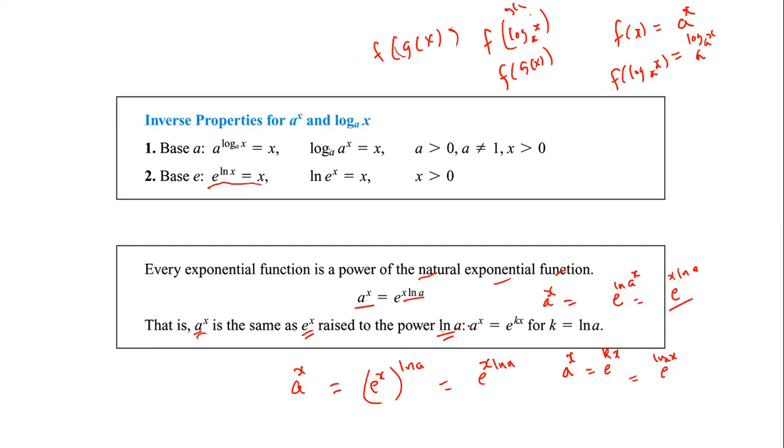Ln a is not equal to a to the x. Okay? A to the x is equal to e multiplied by a constant and x. That constant must be equal to ln a. That's why this is valid only when k is equal to ln a. We will see this when we do going from log to ln.